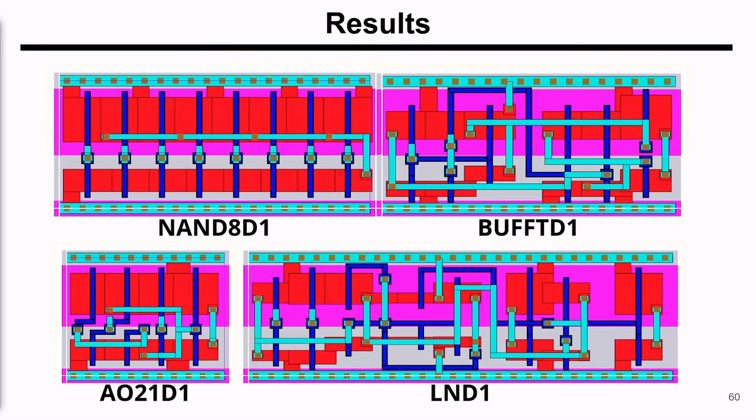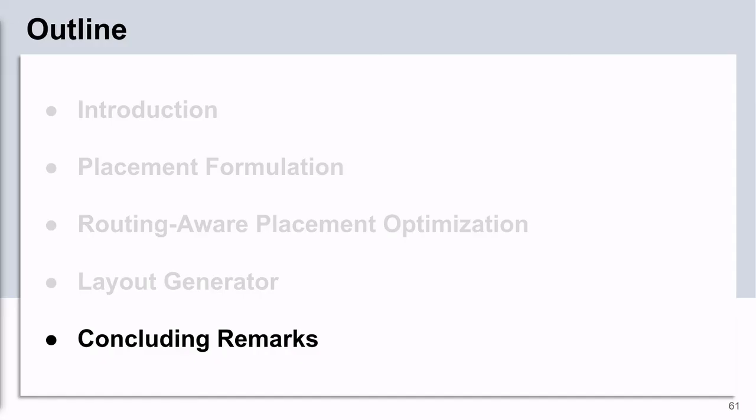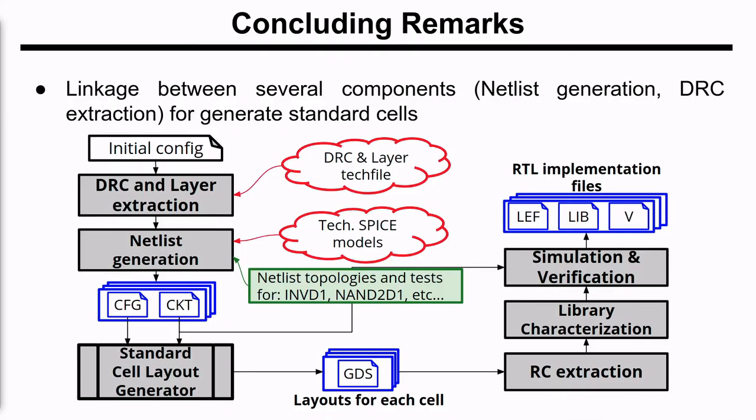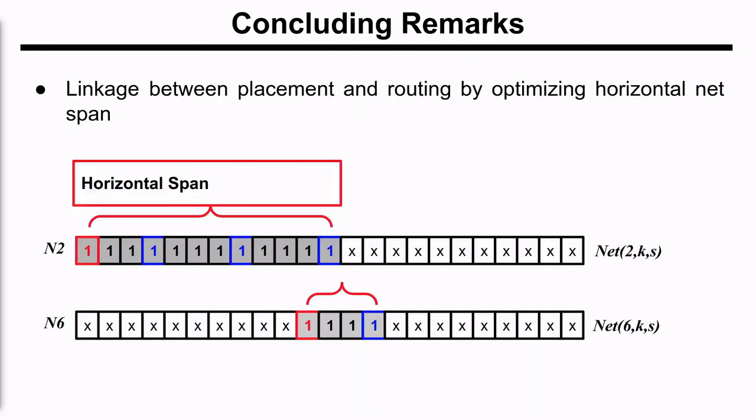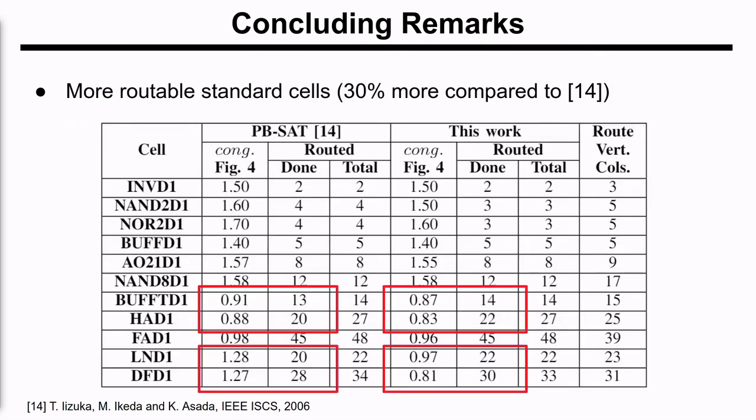And now, using maze algorithms, we routed the designs and gave a layout for all cells. Here are some examples that include a 3-state buffer and latch that we saw previously. So, as concluding remarks, we provided a standard cell generator with the linkage of several procedures. These include the netlist generation and the DRC extraction. We link the placement and routing by optimizing the net horizontal span using satisfiability optimizations. Finally, we were capable of offering more routing in 30% of the cases where the algorithm was tested with better congestion metrics.